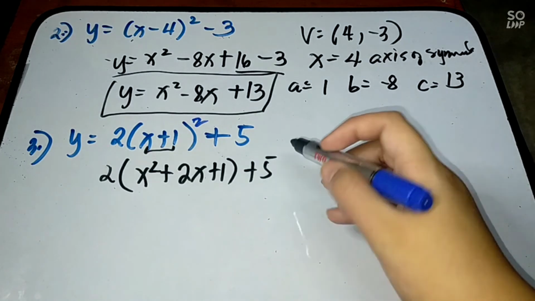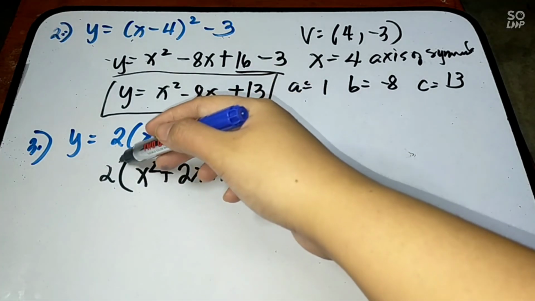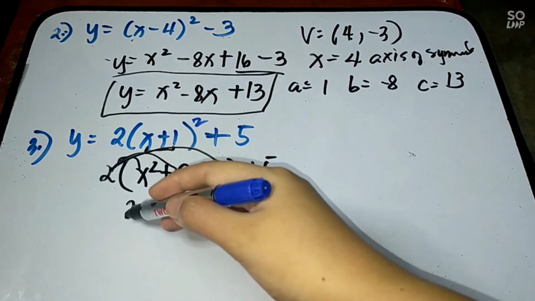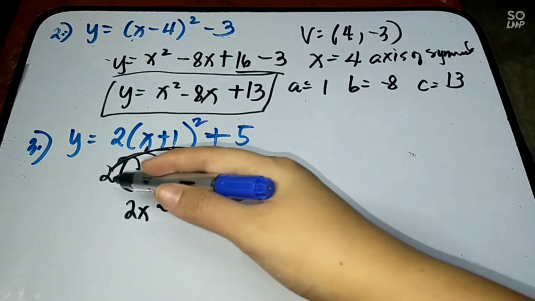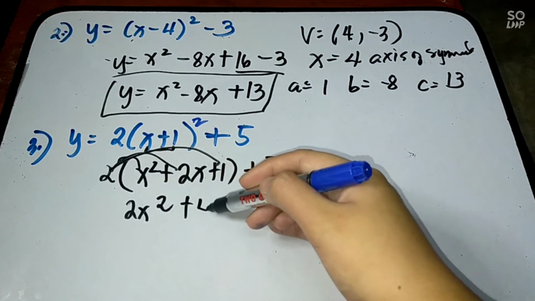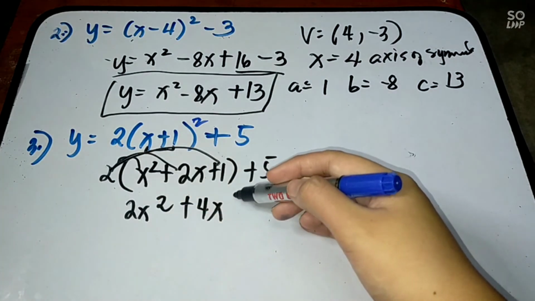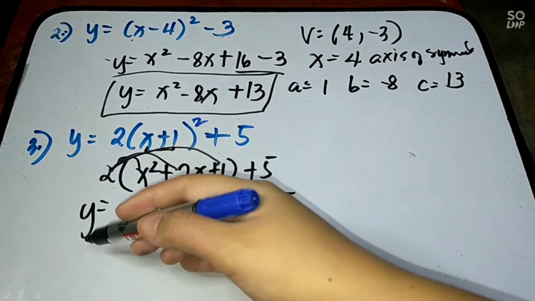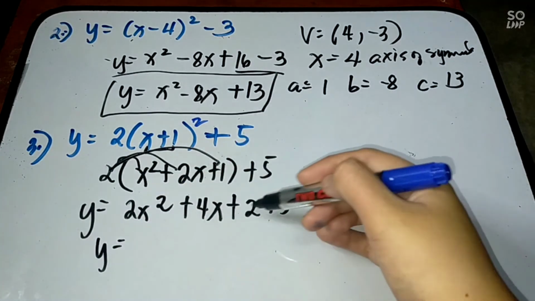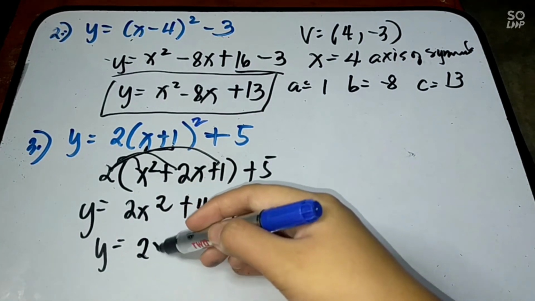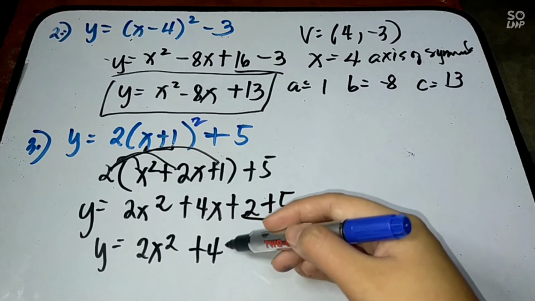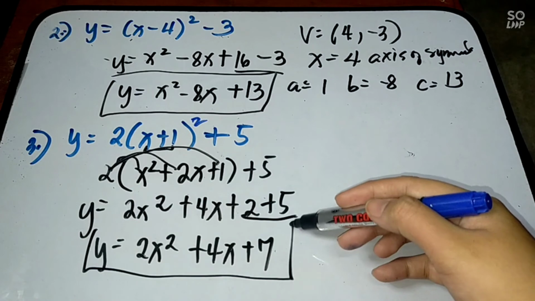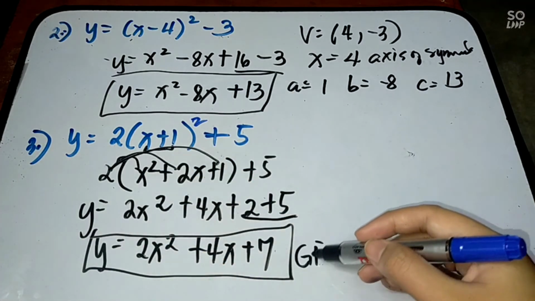Then, plus 5. Since you have a 2 outside, you need to distribute it first. 2 times x squared, the answer is 2x squared. Then, 2 times 2x, the answer is plus 4x. 2 times 1, the answer is plus 2, then plus 5. Y equals, just combine like terms, 2x squared plus 4x, 2 plus 5, the answer is plus 7. This is now your general form.